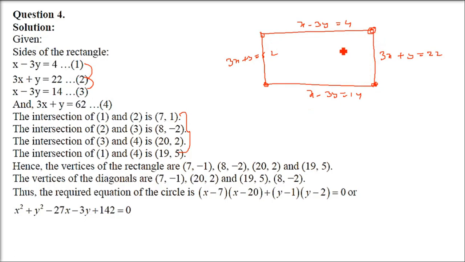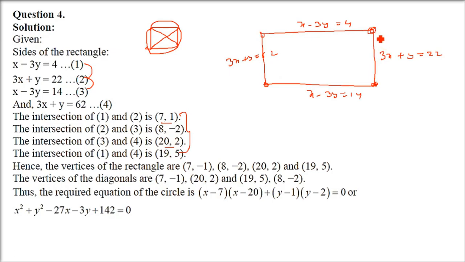Now if you take any of the diagonals, like this one or this one, the circle is circumscribing the rectangle. So the same circle is going to come. So you can take any 2 points which are on opposite sides of the diagonal, opposite vertices you can say. So you have 7, 1 and you have, this is 7, 1.